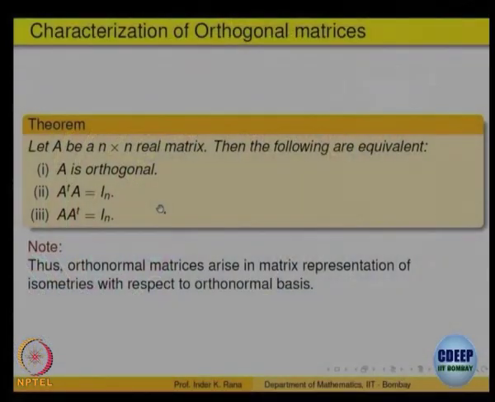So, they are very special matrices, and they arise as matrix representations of isometries, which preserve the notion of angle and distance. So, that is what we are saying: orthogonal matrices arise in the matrix representation of isometries with respect to an orthonormal basis.